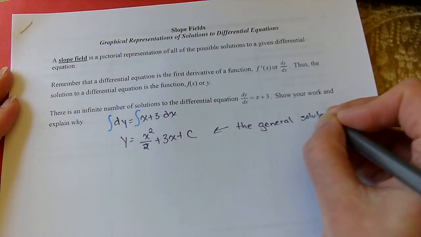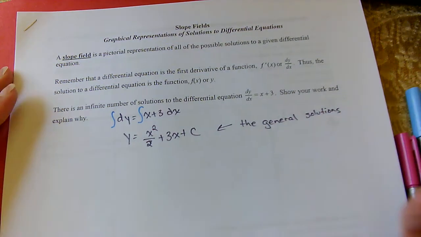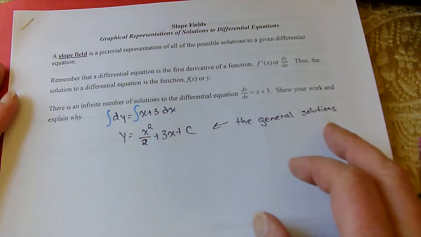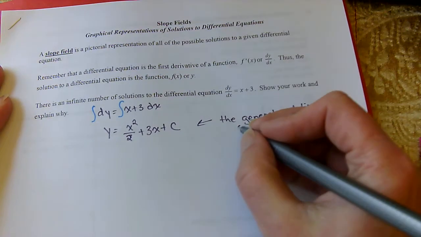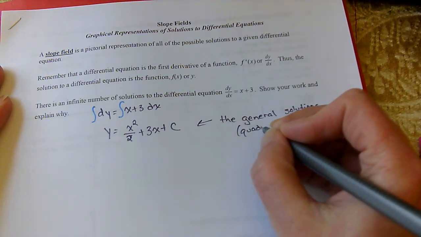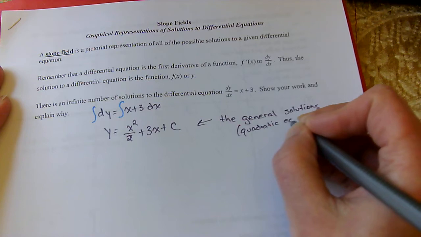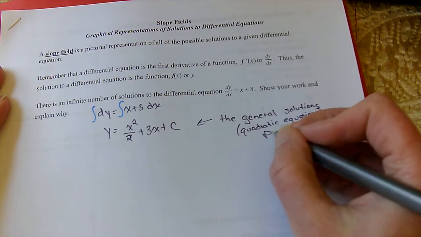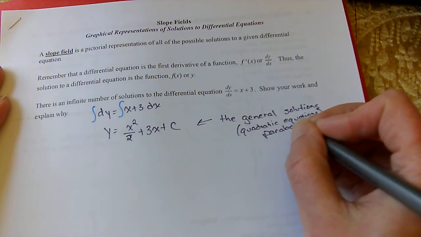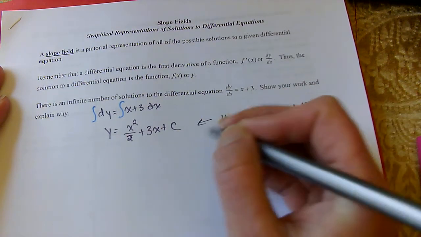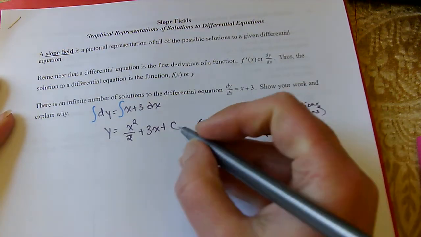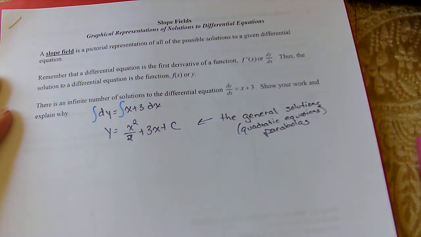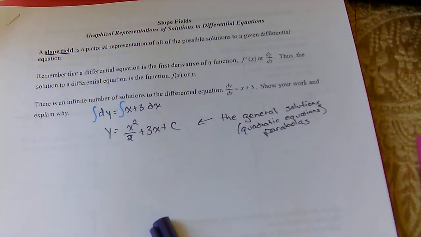Now, every single one of the solutions is what kind of function? This just happens to be a whole bunch of quadratic equations. A whole bunch of parabolas, all with different y-intercepts. Aha, yeah, because c is the y-intercept. So if I graphed all the possible solutions, I'd have a whole bunch of parabolas, right?